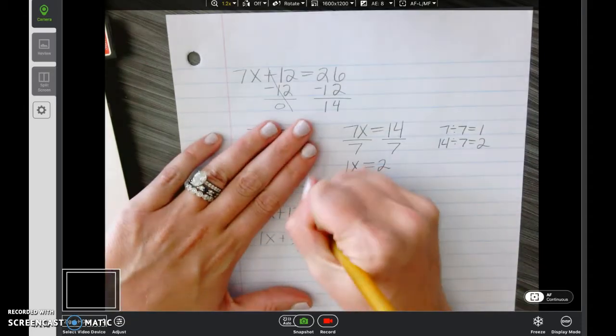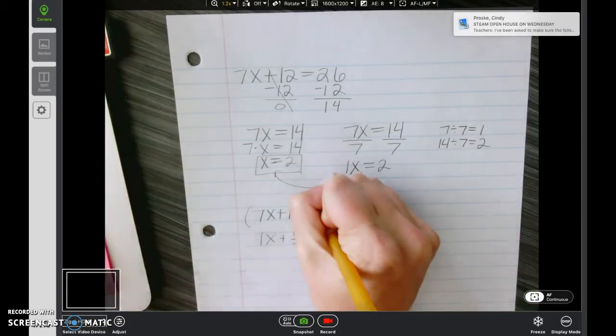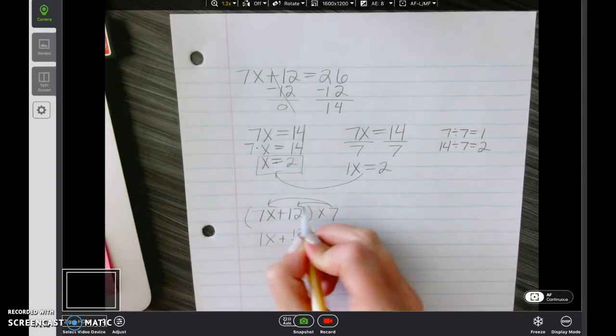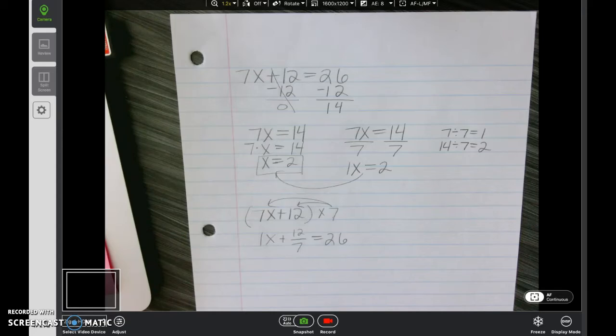It's just like if I was multiplying this side by 7, I would need to use my distributive property to distribute the 7 to both. It's the same thing with division. So we want to do our subtracting or getting rid of our 12 first. So that answer will be x equals 2.